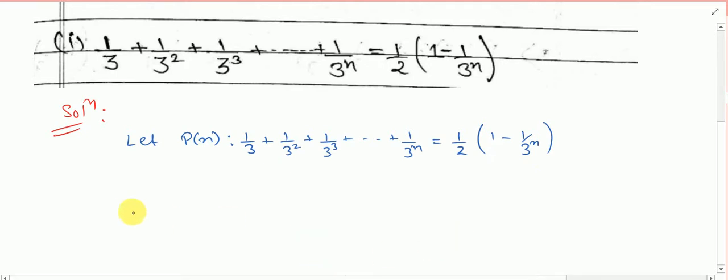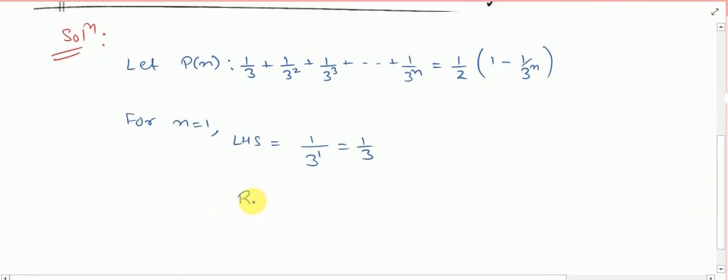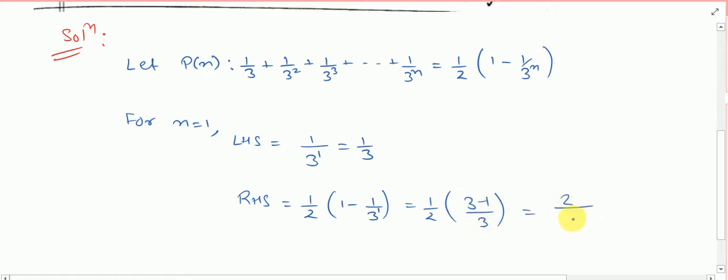Now first thing is to show that this is true for n equal to 1. So we'll write for n equal to 1, left hand side will be 1 by 3 to the power 1. So you're getting 1 by 3. And right hand side will be half 1 minus 1 by 3 to the power 1. So you get half, and here you get 3 minus 1 over 3, so 2 by 3, you get 1 by 2 times 2 by 3, so 1 by 3.